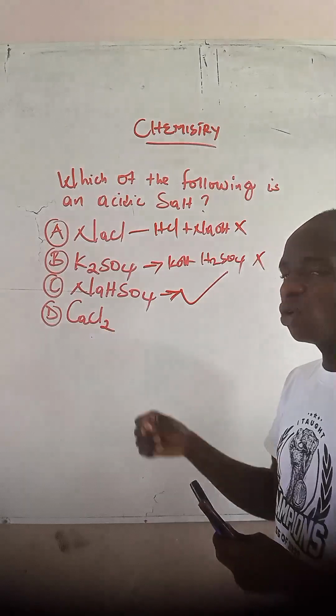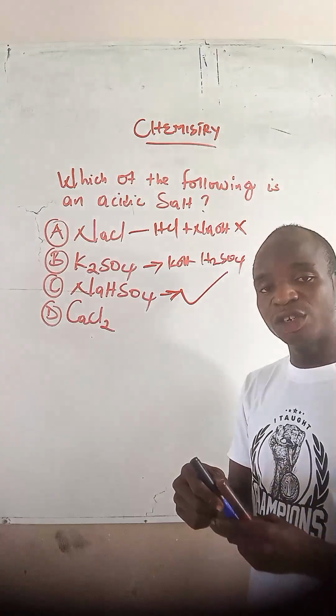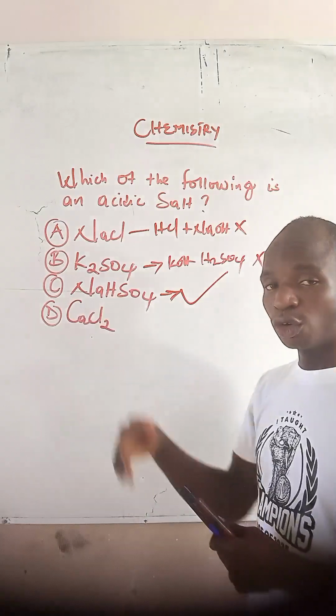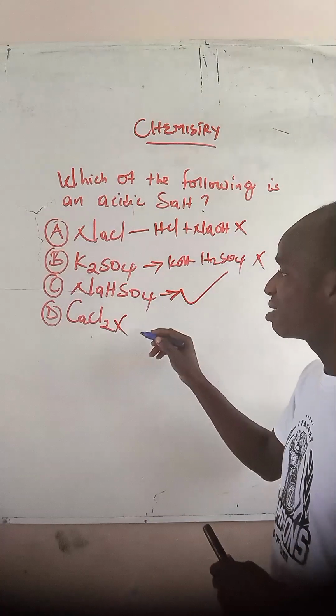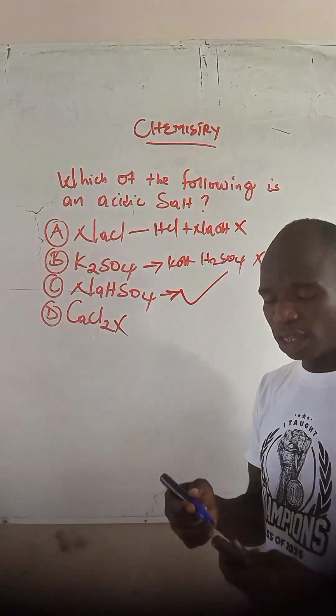Of course, calcium chloride cannot be the answer, okay? Because calcium hydroxide is actually reacting with what? With hydrochloric acid. So this cannot be the answer. And of course, our answer is simply sodium hydrogen tetraoxosulfate VI.